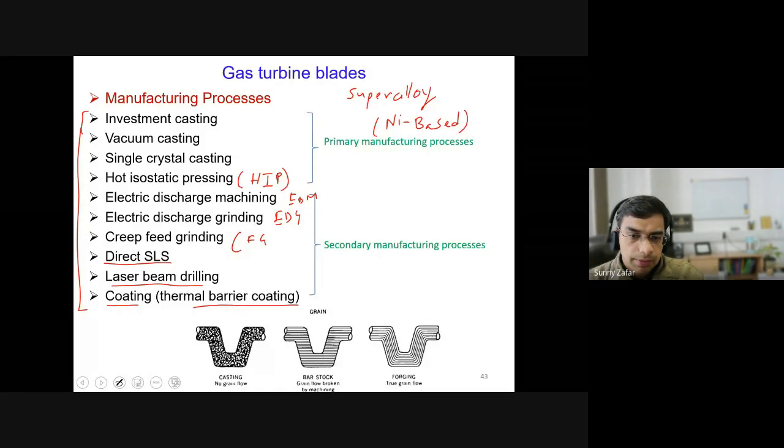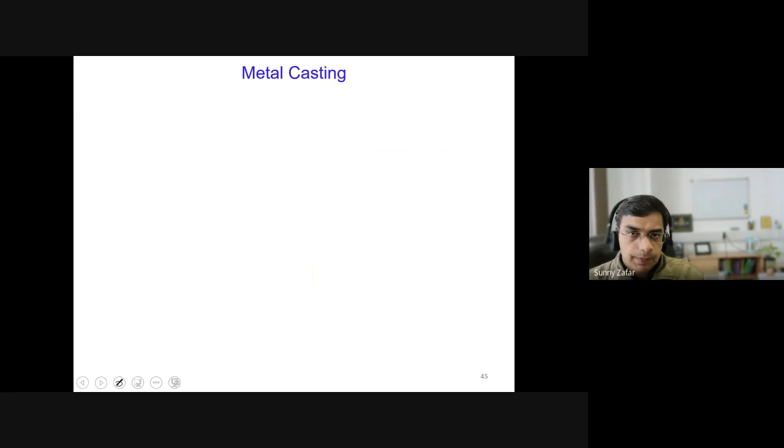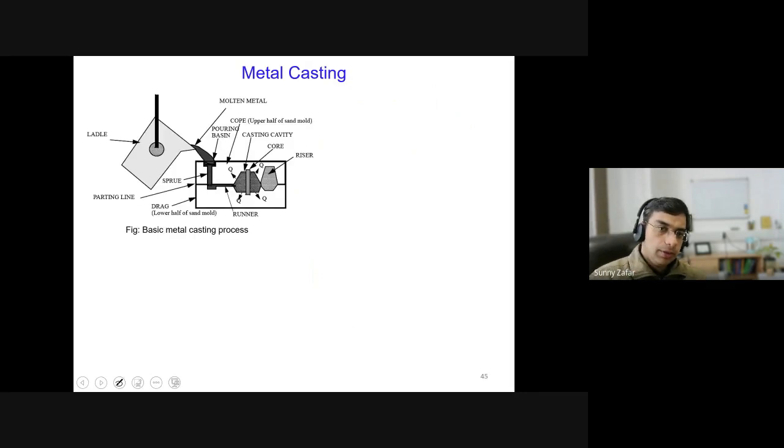regarding the investment casting process. So metal casting, we all know, I'll give some overview of what it is. Casting is one of the fundamental manufacturing processes, a shaping process in which we create a mold cavity. The mold cavity can be created by a pattern. The pattern can be a permanent pattern or an expendable pattern. For example, if you have done the experiment with sand casting, you have used a wooden pattern.